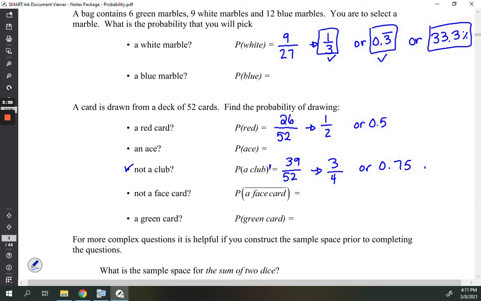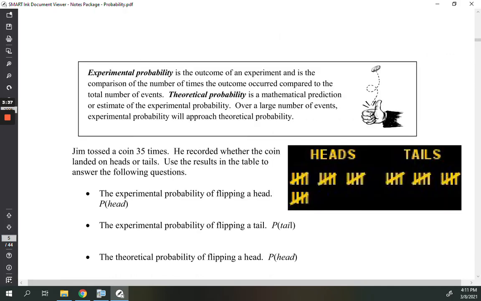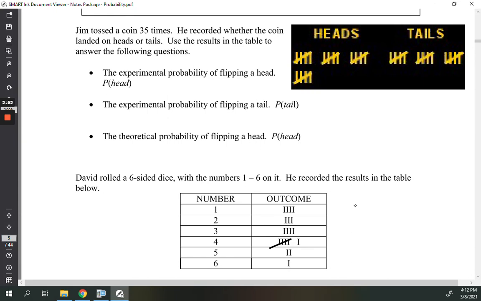Let's now go to the next page where we talk about the difference between experimental and theoretical probability. There are 2 different things we could go with. Experimental probability is what you think: we're actually doing an experiment and calculating the probability of it. Theoretical probability is just figuring it out without doing an experiment, just using math.